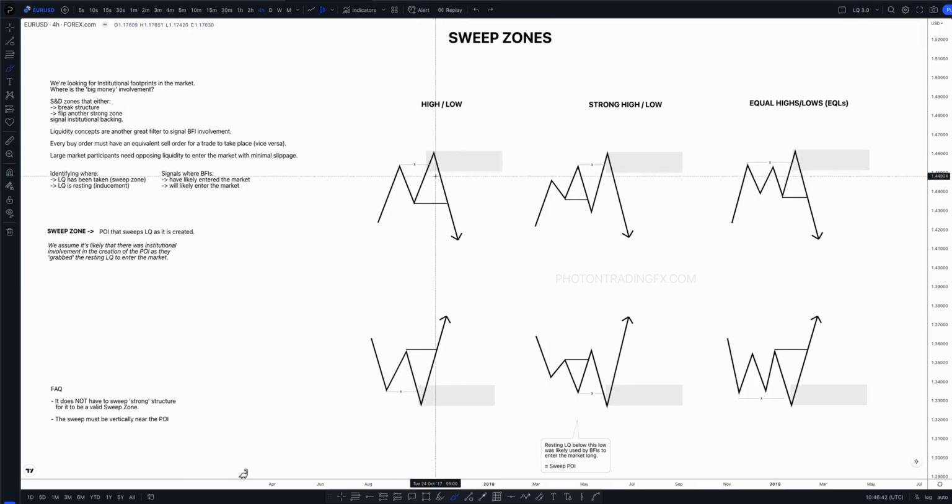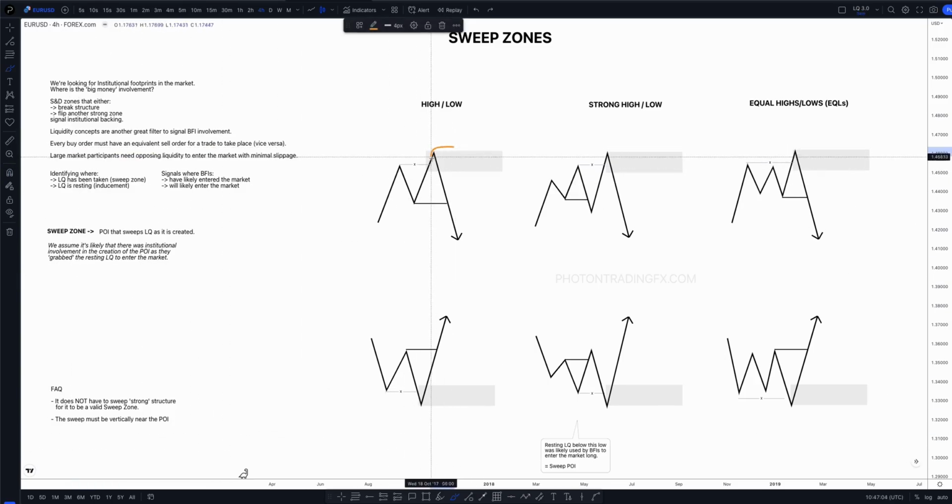Because if you think about it, if an institution is selling here, and they're shorting enough to lead price to be able to break a low, that's what we identified, that potentially there was a lot of supply that came into the market, so then we can look to try and get short here. So we use the filter of it breaking structure. Now, like I said, for every buy order there must be an equivalent sell order.